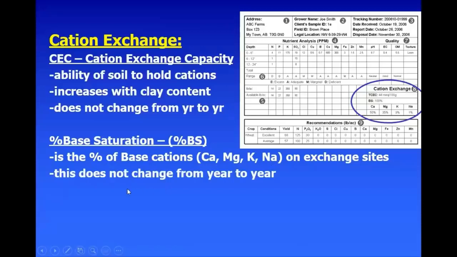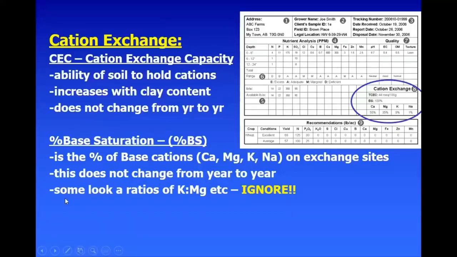exchange complex. And again, this does not change from year to year unless you're putting on lime or gypsum or elemental sulfur in very large amounts. So normally this will not change from year to year. So it's something you don't really need to be testing for every year. It's almost really a waste of money. Determine it once, but it's not going to change from year to year.